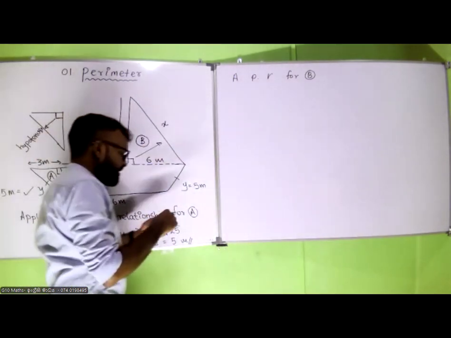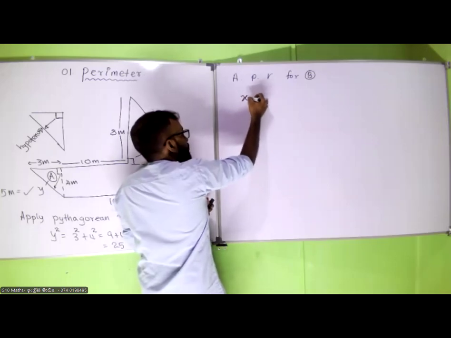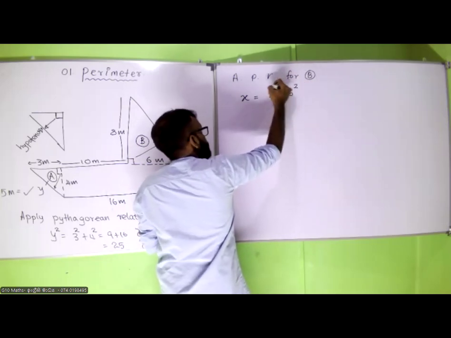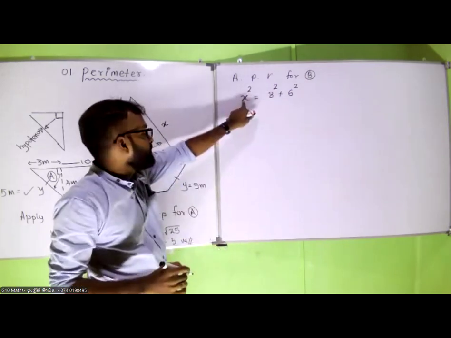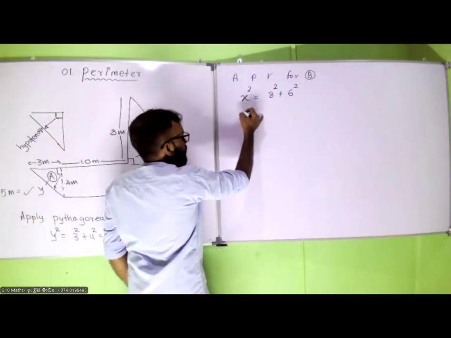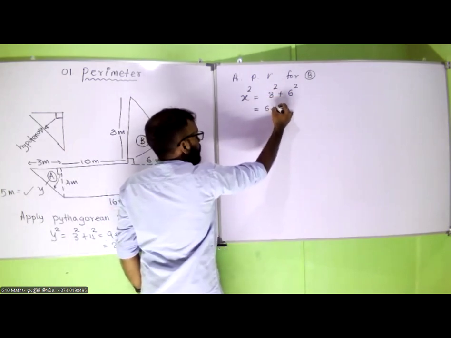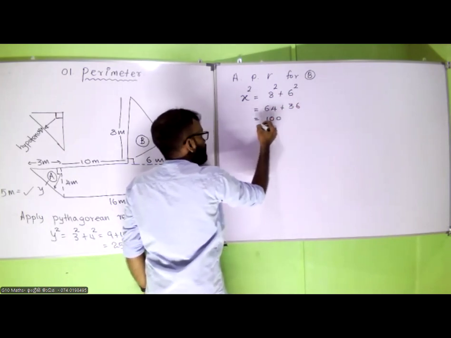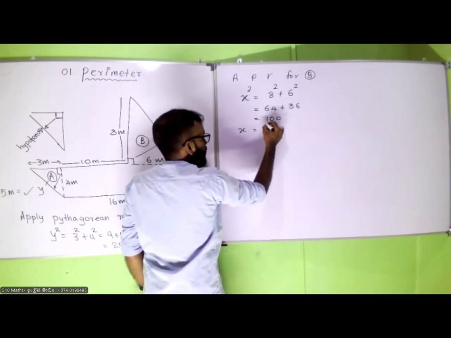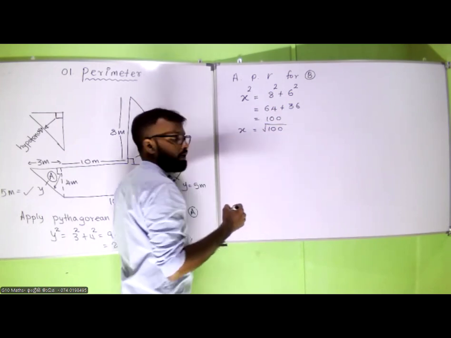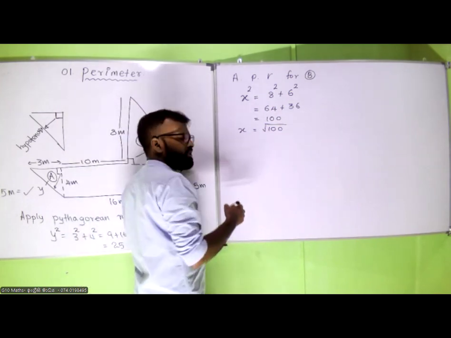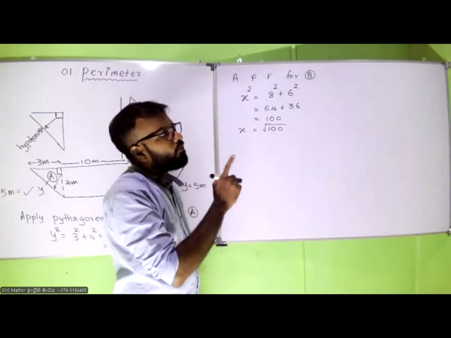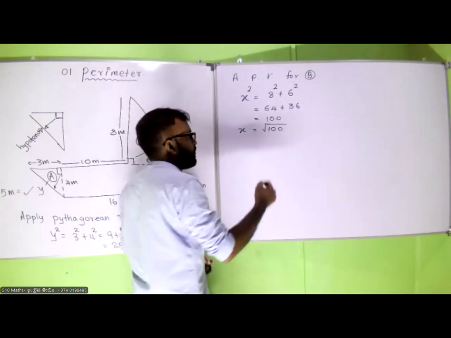x squared equals 8 squared plus 6 squared. But you need to remember that you need to put the power 2, because x means hypotenuse. Correct? So 8 to the power 2 is 64, 6 to the power 2 is 36. All together you will have 100. So x equals square root of 100. 100 can be written as 10 times 10, that means 10 to the power 2. The square root of 10 to the power 2 is 10. X equals 10.